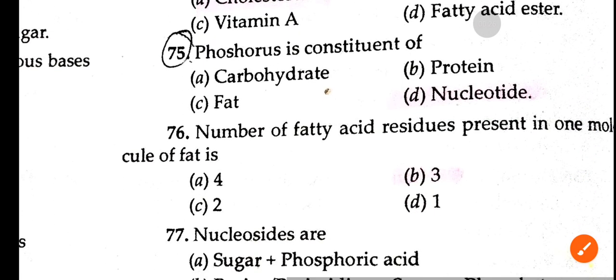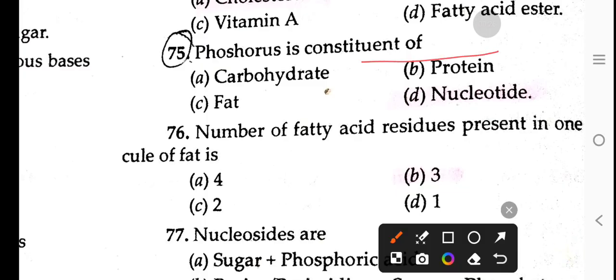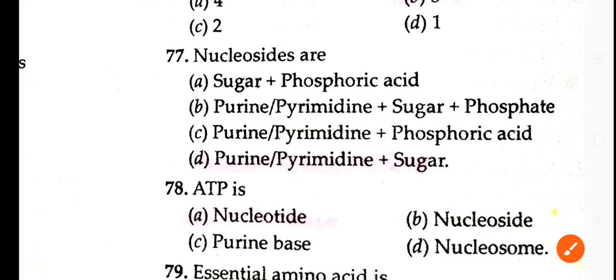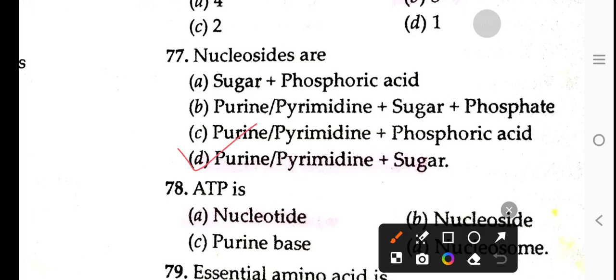Next one, phosphorus is a constituent of, so it is a constituent of nucleotide. Number of fatty acid residue present in one molecule of fat is 3. Nucleosides are, so nucleoside क्या होता है? जब भी एक नाइट्रोजन बेस एंड शुगर आपस में कंबाइन करते हैं उससे जो बनता है उसको बोलते हैं न्यूक्लियोसाइड. अगर इसमें फॉस्फेट को ऐड कर देते हैं तो then it gets converted into nucleotides.